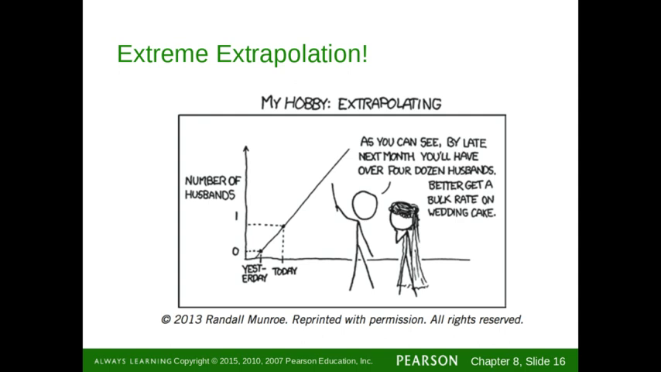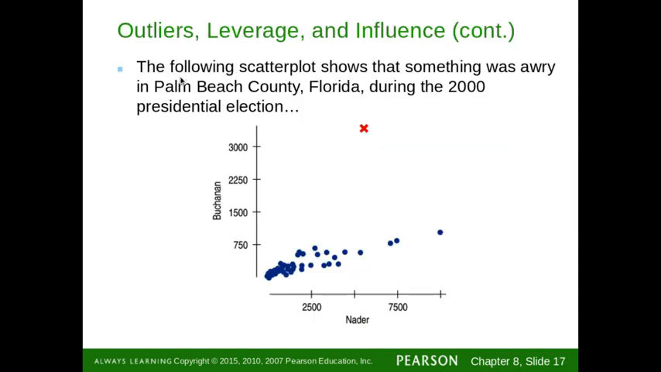As you can see, by late next month, you'll have over 4 dozen husbands. Better get the bulk rate on the wedding cake. So they're saying she has no husband, and then today she's going to get married and she'll have one husband, and they're making a prediction. A husband a day, basically, right? So be careful with that. That's a funny joke.